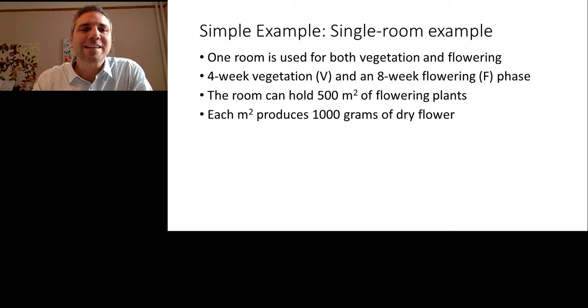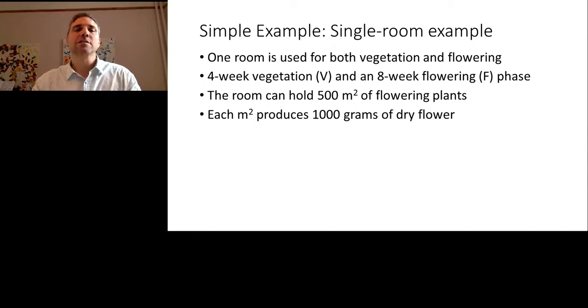Yeah, sorry, I did. Each meter squared produces 1,000 grams of flour. So every meter squared of our facility produces 1,000 grams of dry flour. And so at the end of the 12-week period, we have a yield of 500,000 grams. And then we start the vegging cycle again.